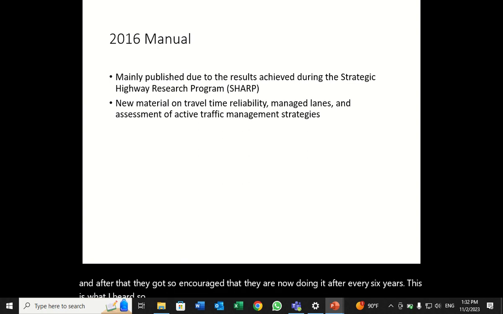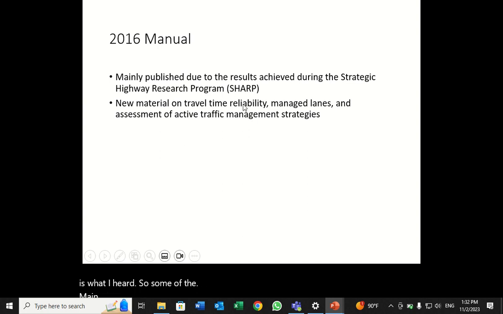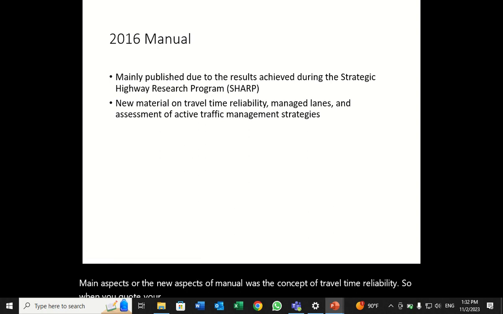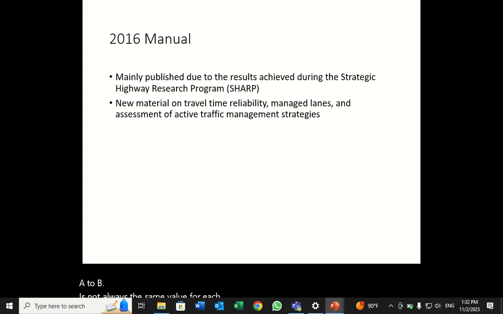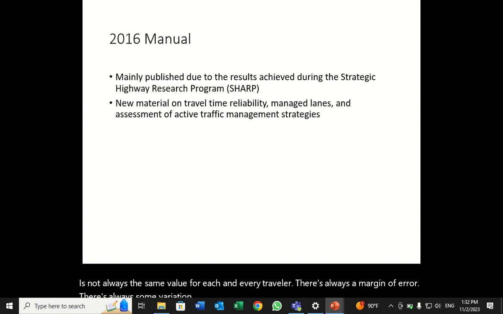So some of the main or new aspects of the 2016 manual was the concept of travel time reliability. When you quote your travel time to someone, when you estimate a travel time from point A to B, it's not always the same value for each and every traveler. There's always a margin of error, there's always some variation. So there's always a concept of reliability. Okay, how much variation you can expect in the travel time estimate. So this concept was used.